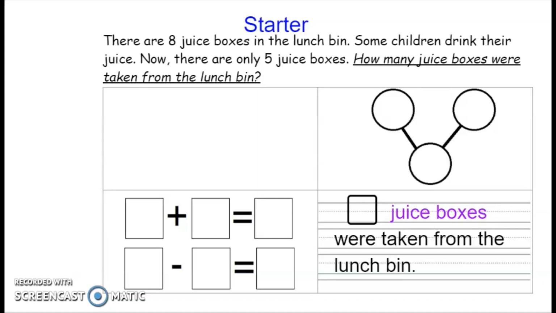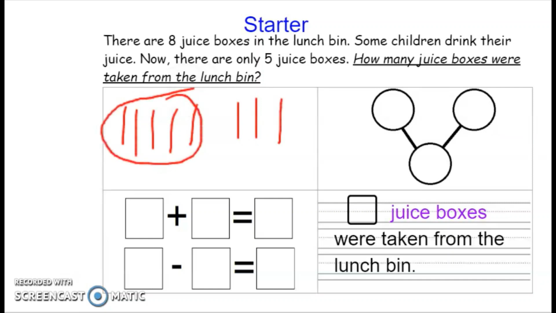I know that the whole is 8 because it says there are 8 juice boxes in the lunch bin. So count with me as I draw. Ready? 1, 2, 3, 4, 5, 6, 7, 8. Now I'm going to circle 5. Why did I do that? Tell a friend or a family member. That's correct. I circled 5 because it says that there are only 5 juice boxes. So my group right here represents the 5 juice boxes that are left.